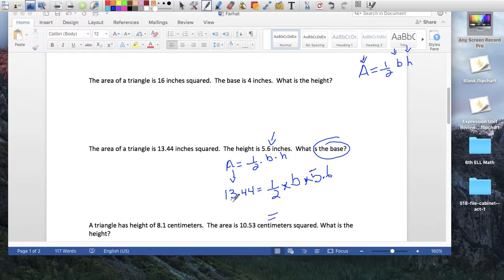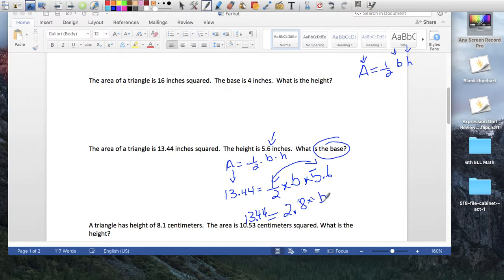So 13.44 is just going to relax a little bit and stay there. On this side, I'm going to multiply half times 5.6. I'm going to take those 2 numbers and make them equal to one number. So 5.6 times a half, or divided by 2, equals 2.8. So half times 5.6 is 2.8, and the b stays the same. So now I have 13.44 equals 2.8 times a mystery number.